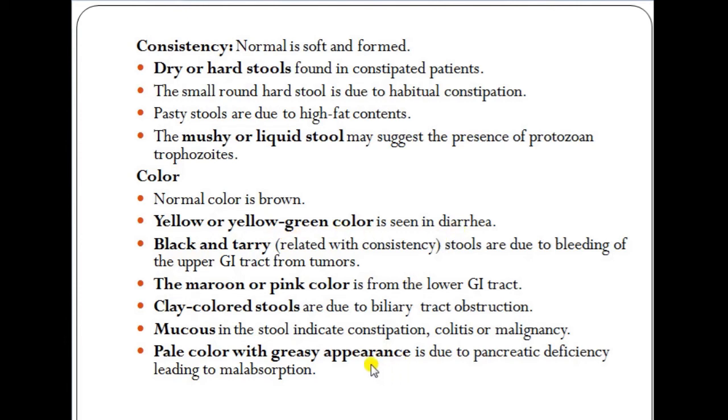Black and tarry stool is seen if there is bleeding in the upper gastrointestinal tract. The maroon or pink color is seen in the stool if there is infection in the lower gastrointestinal tract, or it may be due to tumor, hemorrhoids, fissure, or inflammatory processes. Clay color stool is seen in patients with biliary tract obstruction.